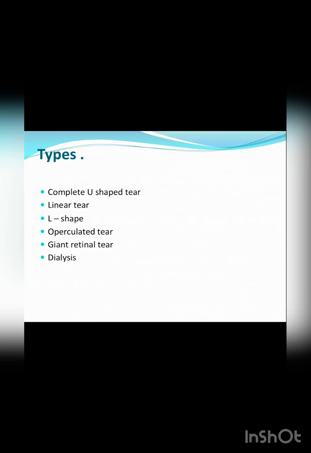L-shaped, if the tear is forming an L shape. And operculated, it's simple: if we make a hole in a paper and that hole is fully extracted from the paper, it forms an operculated surface, and this is called the operculated tear. Giant retinal tear is a big tear, and I have given it in the picture, you can see and understand well. But the dialysis is a tear without any trauma or any procedure. There is just a tear that comes, it's called dialysis.